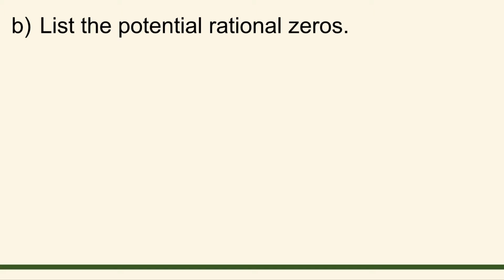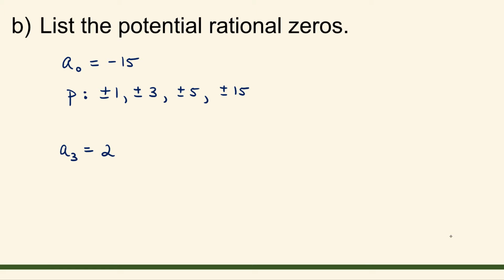Part B, list the potential rational zeros. The constant term of our polynomial function g of x, a sub 0, was equal to negative 15. Let's let p represent all of the integer factors of negative 15. Integer factors of negative 15 include plus or minus 1, plus or minus 3, plus or minus 5, and plus or minus 15. The leading coefficient of g of x was equal to positive 2.